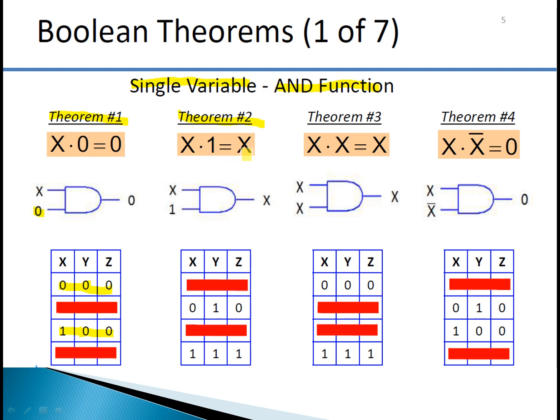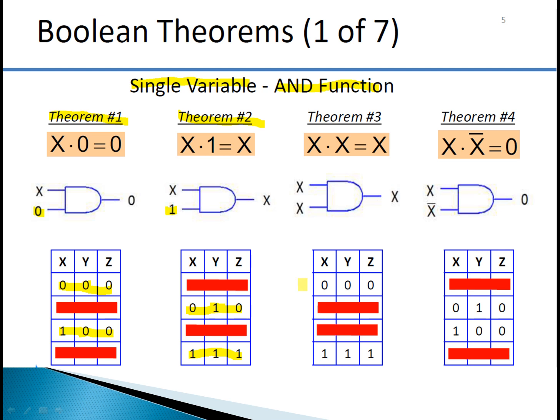x dot 1 equal to x, and here one input is x and another input is always 1. So let's consider this truth table. X and y are the two inputs, z is the output, y is already 1 and x can have two different values, 0 or 1. So let's consider x value 0. So 0 into 1 is 0 and 1 into 1 output is 1.